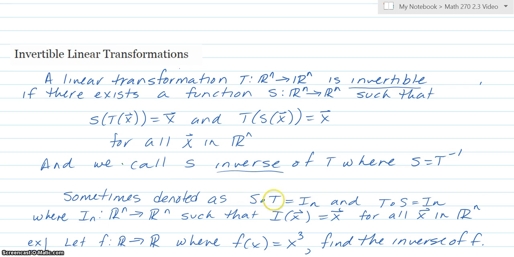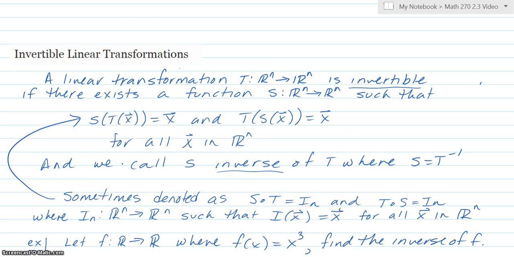Sometimes we use this notation for composition functions, and then it's just equal to In. So you could say the composition function of S of T is In, and T of S is In. You can replace this for that. What is In, you might ask? Well, it goes from Rn to Rn. In, the definition is I of x is equal to x. That's the identity matrix in function notation for all x in Rn.